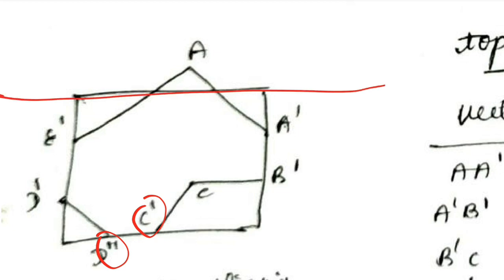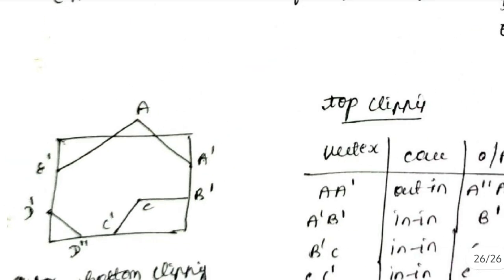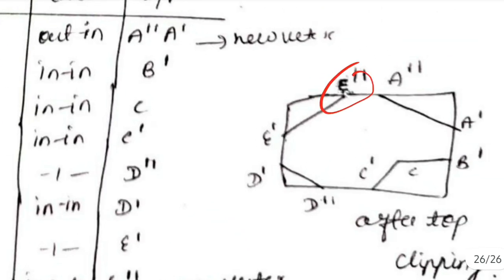top clipping. Here where you are going from, in this way you are going, right? So E dash to A, it is from in, this is in and this is out. From in to out if you go, this will be E double dash, and from out to in if you come, then it will be A double dash, A dash, right? A double dash, A dash. So that's all. E double dash here and A double dash, A dash.